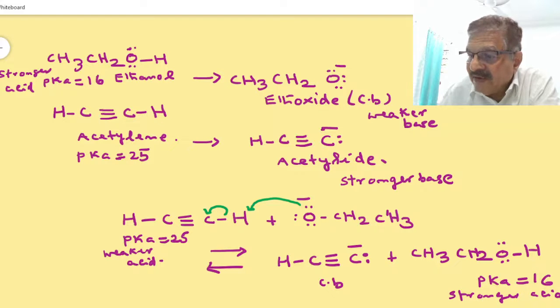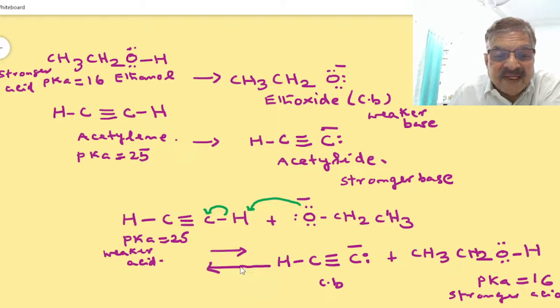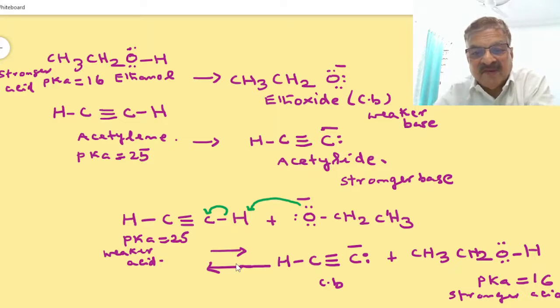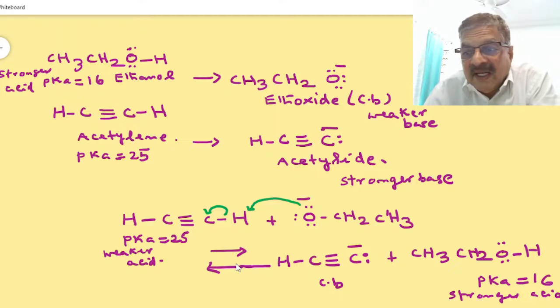Okay, that is ethanol here. Therefore, it is a stronger acid. So, equilibrium favors the starting material here. It goes in the reverse direction, so it is not favoring the formation of the products. When it is not favoring the products, it means ethoxide is not strong enough to knock out the proton from the acetylene.